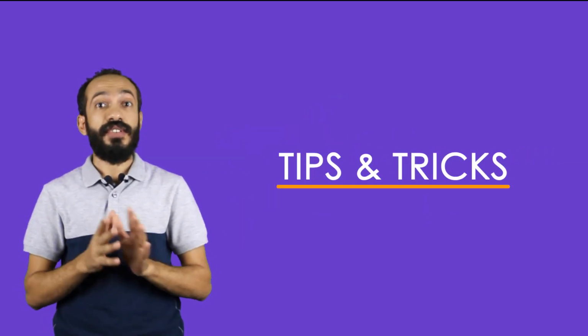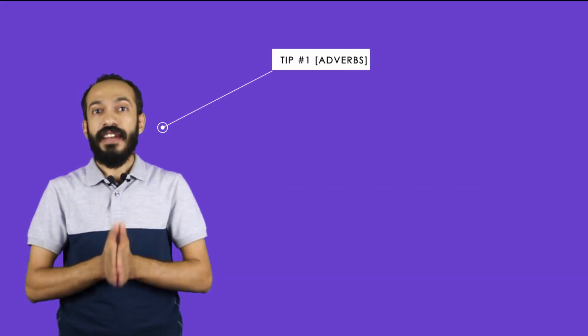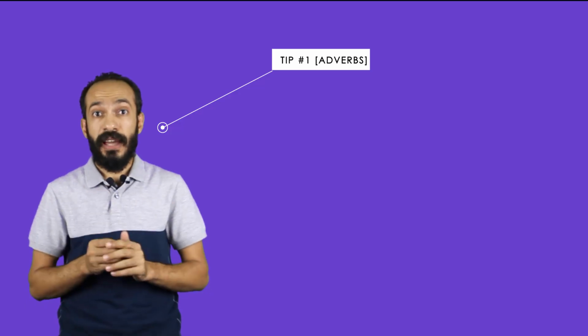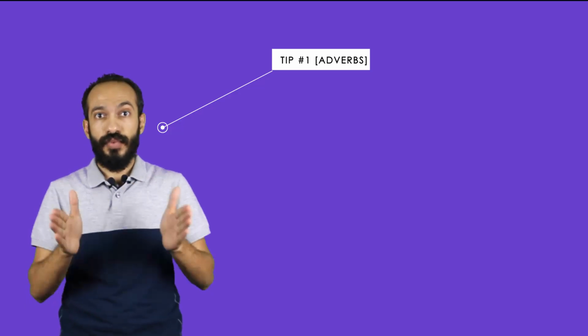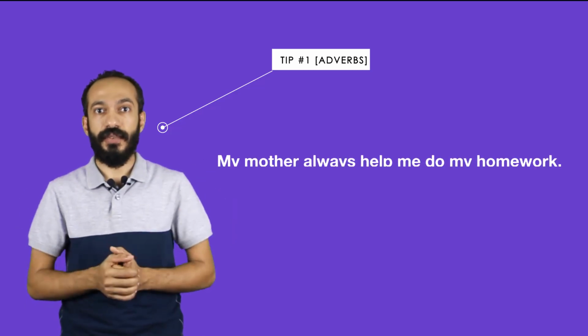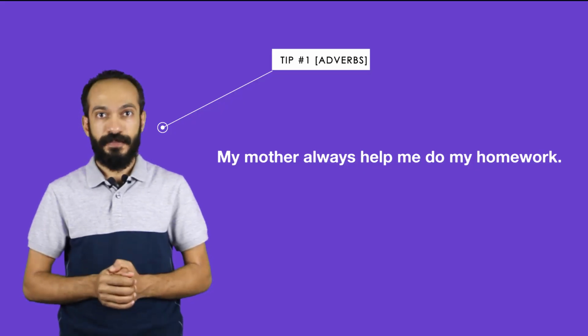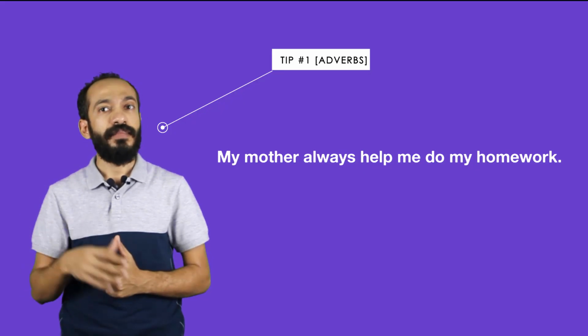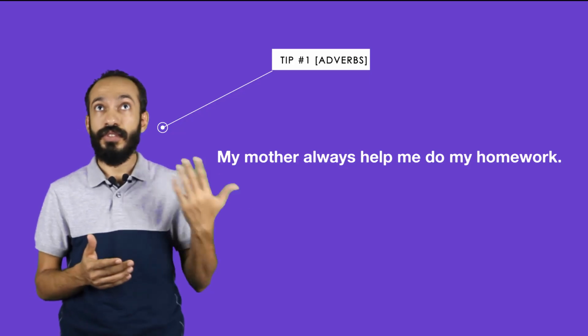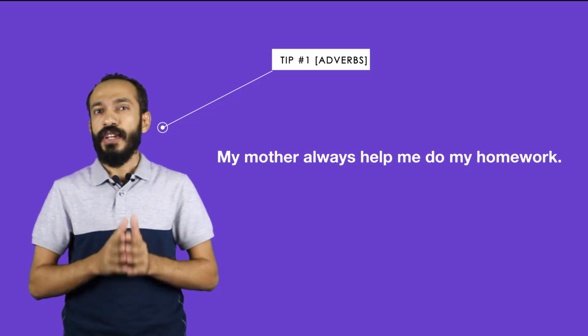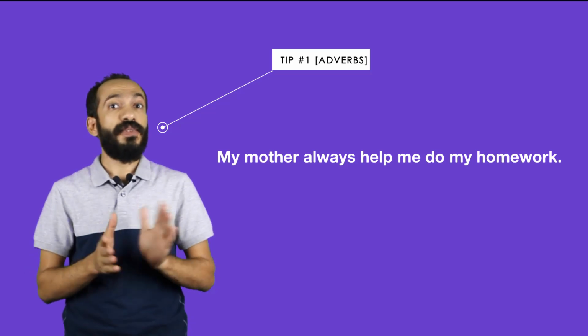There are a few tips and tricks that you need to be aware of. Tip number 1. Sometimes when there's an adverb in the sentence, you get confused a little bit about dividing a sentence in two main parts, the subject and the predicate, okay? Like for example, my mother always helped me do my homework. Who's doing that? My mom. What does she do? Help me do my homework. What about the word always in the middle? So, should it belong to the subject or to the predicate?